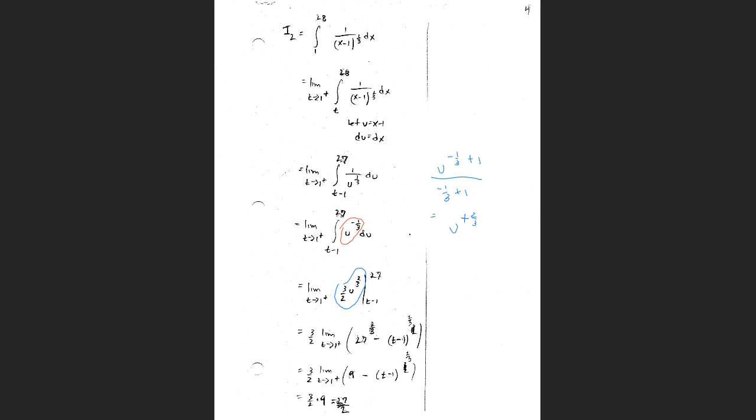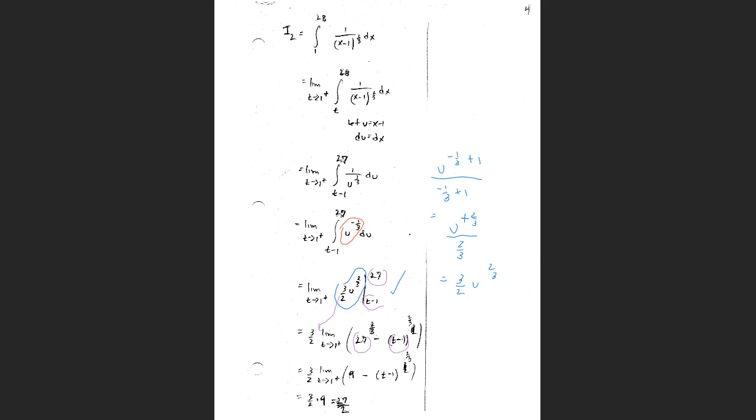U to the positive 2/3 over 2/3. But then that's just 3/2 times u to the 2/3. So that gets you there. And then you just keep going with it. So now we have to put in the 27. Okay, our limits of 27 and t minus 1, which I do here. The 3/2, I factored that out front.